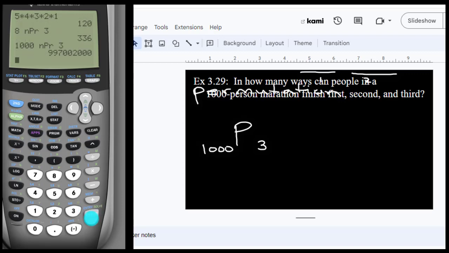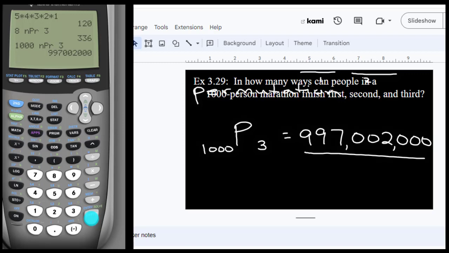So 997,002,000 different ways that people could finish first, second, and third. And that is the answer for 3.29.